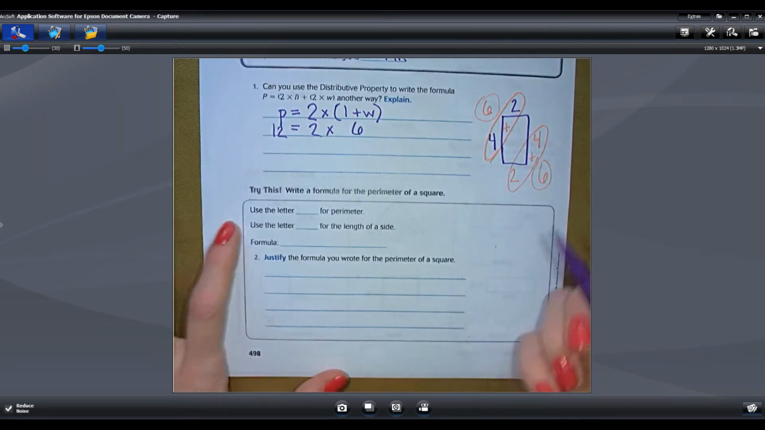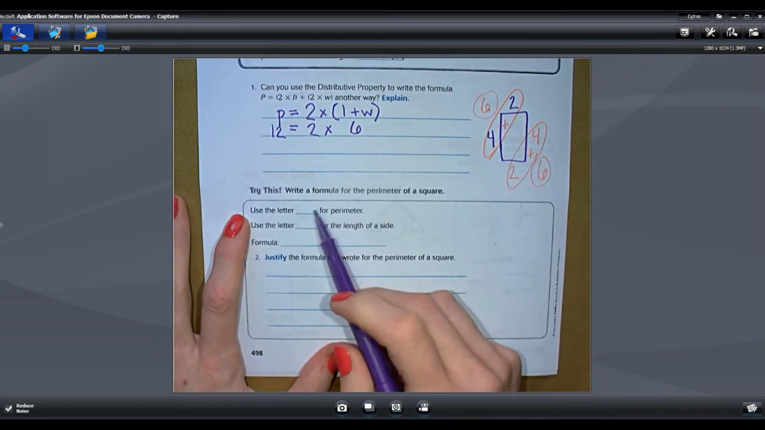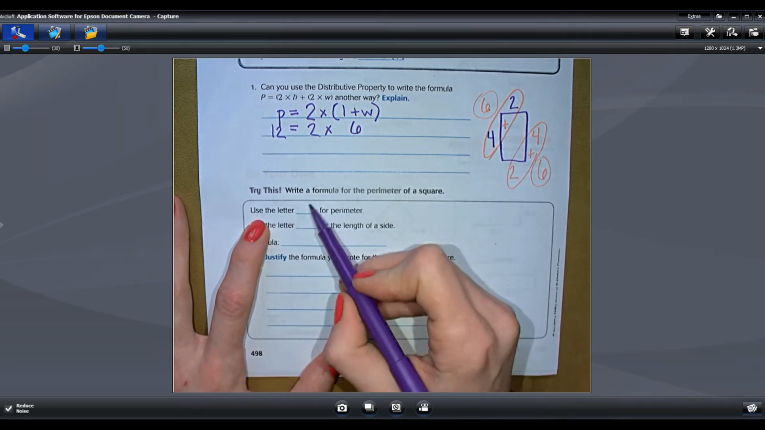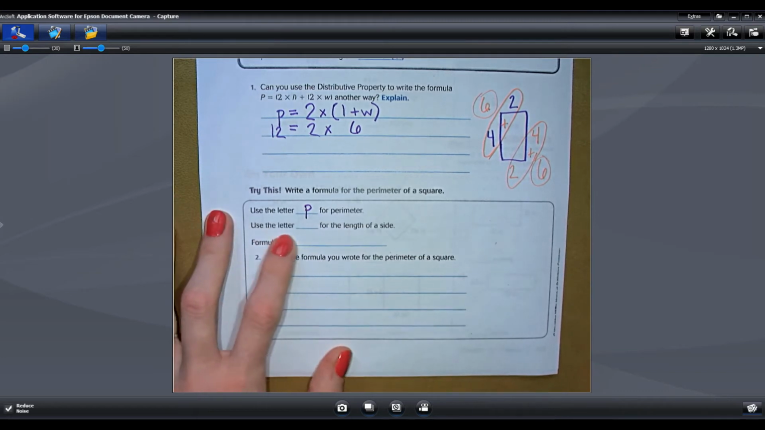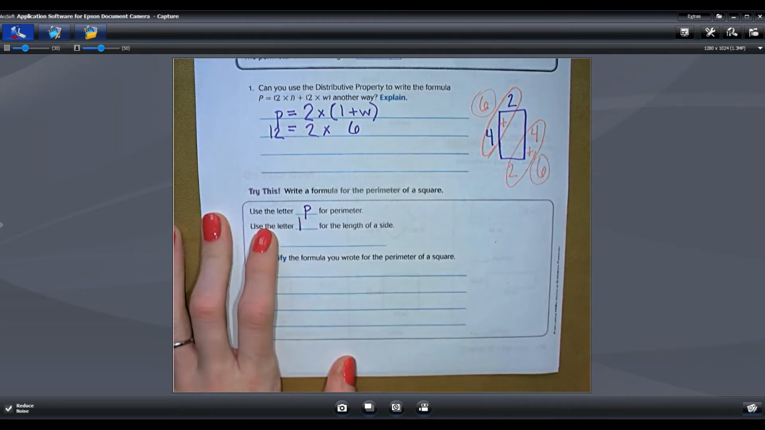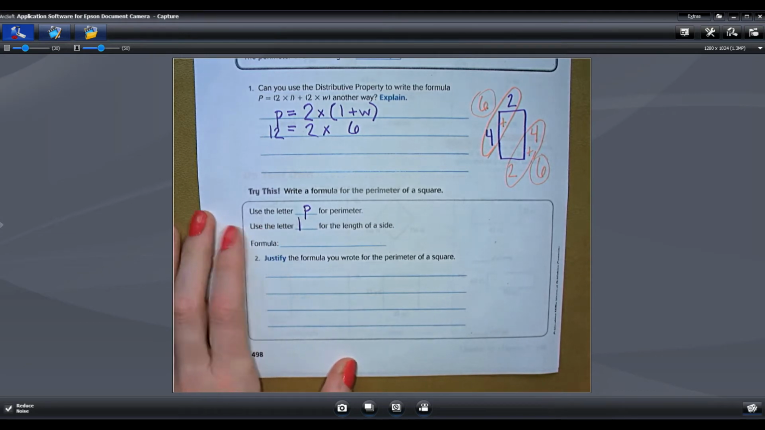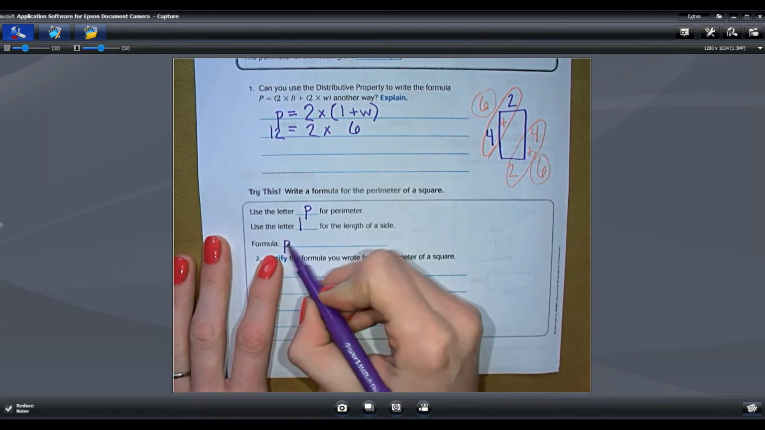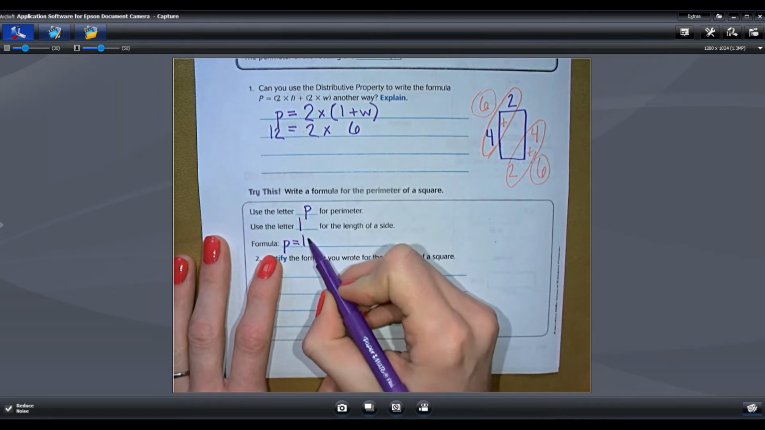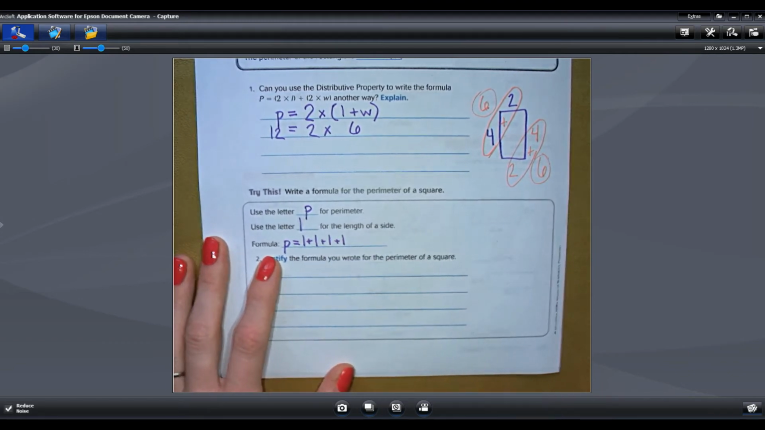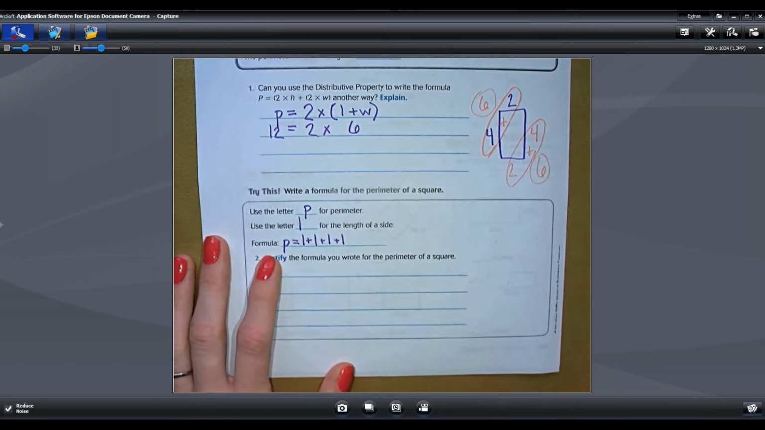All right, what letter do we use for perimeter? It says write a formula for perimeter of a square. What letter do we use for perimeter? Perimeter is always P. What letter do we use for the length? Okay, it's L, it's a lowercase l. Okay, it looks like a 1, but it's not, it's an L. Okay, the formula for the perimeter of a square. Okay, we know we can add up all the sides. So P equals length plus length plus length plus length. Again, those look like 1s, but they're not. That's a lowercase l for length.